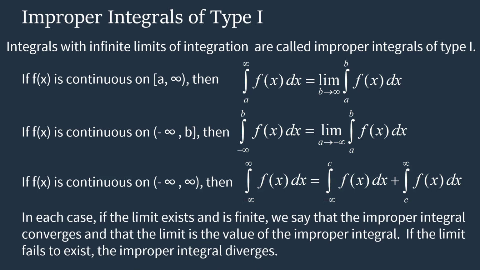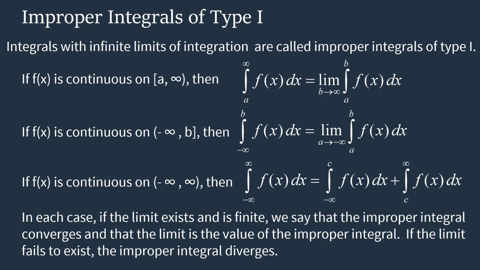Now, all of these make sense only if the limits exist. So if the limits exist and they're finite, then we say that the improper integral converges and the limit is the value of the improper integral. So the improper integral can have a value. It's just found through a limit process. If the limit fails to exist, then the improper integral is considered to diverge.